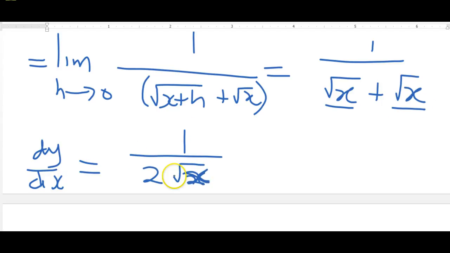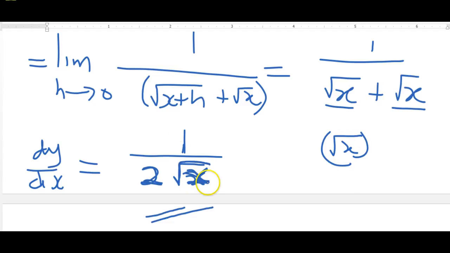So therefore, the function given, which was square root of x to differentiate, the result is going to be 1 on 2 root x. I think this is very cool. Let's take the other aspect of the first principle.